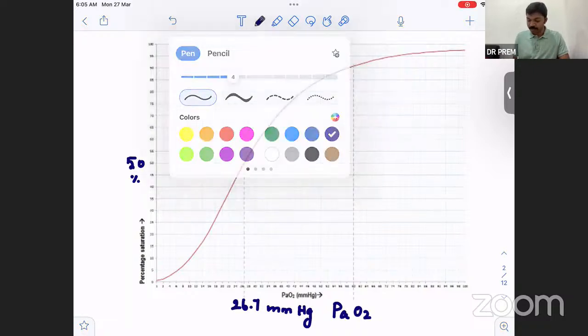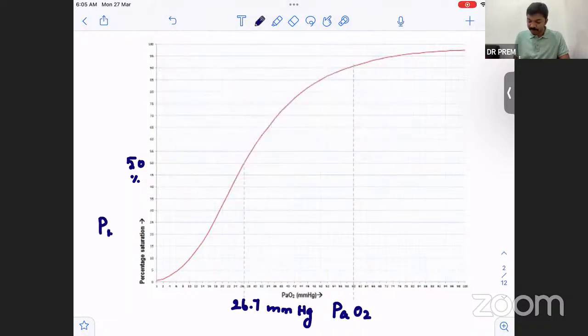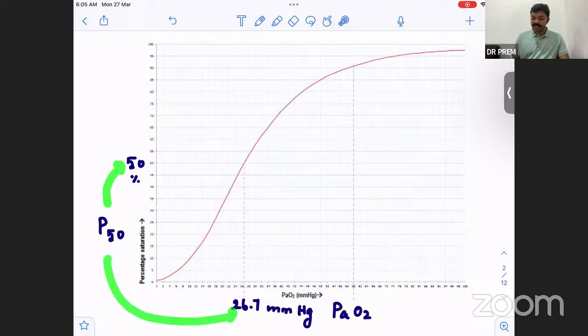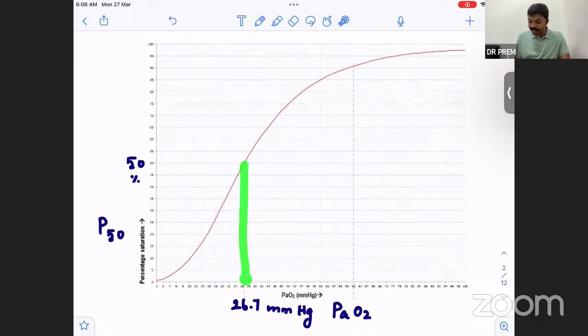This relationship is what is called P50. P50 stands for the partial pressure at which 50% of arterial hemoglobin is saturated with oxygen, guys. Remember, if you're looking at a curve, you must have a perfect correlation: 26.7 millimeters of mercury must stand between 20 and 30, and on the y-axis, it must cut 50%. Only when you are looking at a curve like this does it mean the curve is a normal curve.